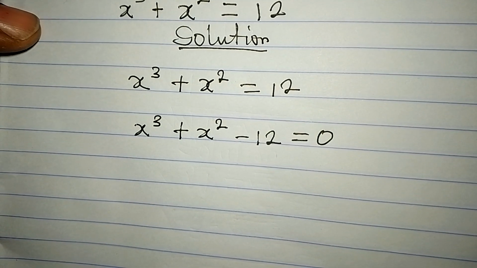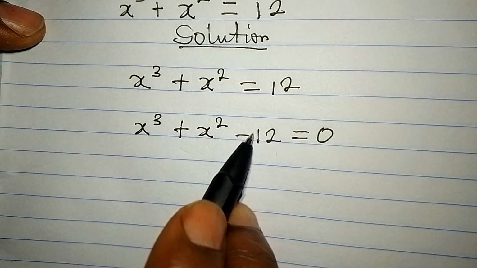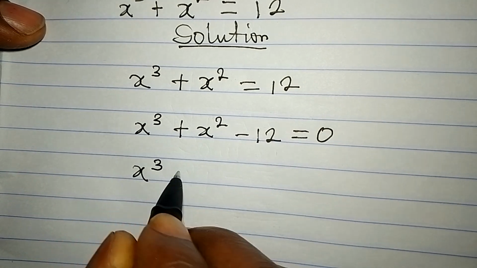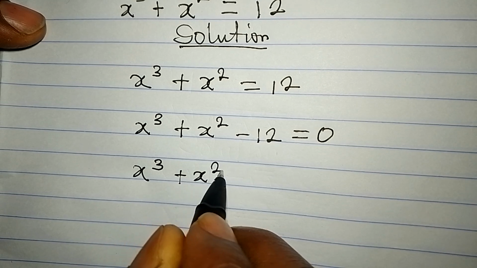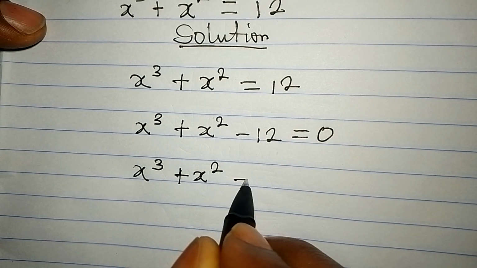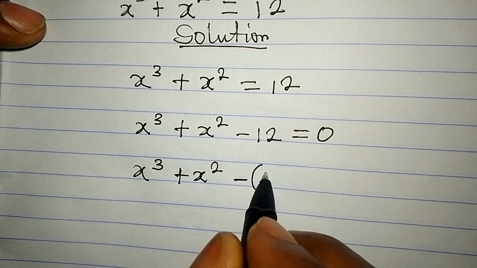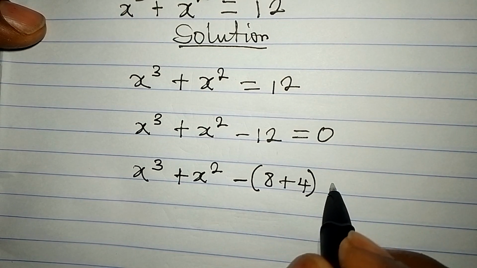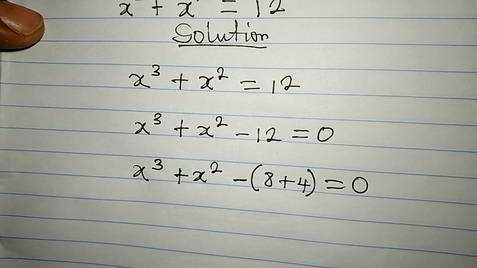Now, how do we factorize this? I want to break this 12 into 2, so I have x to the power of 3 plus x to the power of 2 minus open bracket 12 is 8 plus 4. Now, this will be equal to 0.